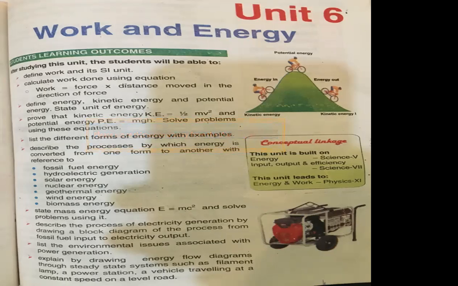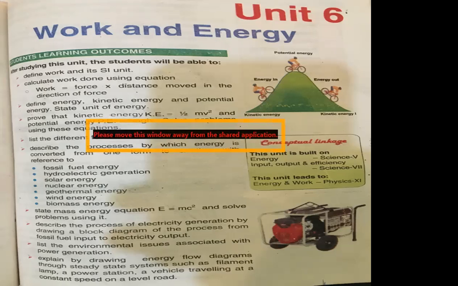The 10th MCQ: in Einstein's mass energy equation, what is c? First choice is speed of sound, B speed of light, C speed of electron, D speed of earth. So my right choice is B. c indicates speed of light. c stands for speed of light, which is 3 times 10 to the power 8 meters per second.